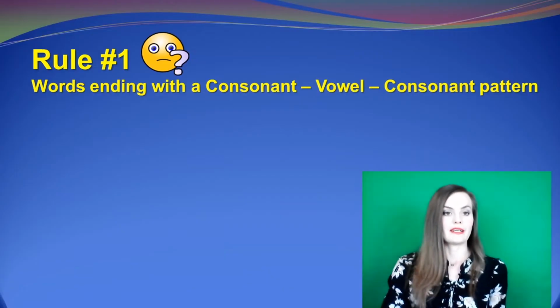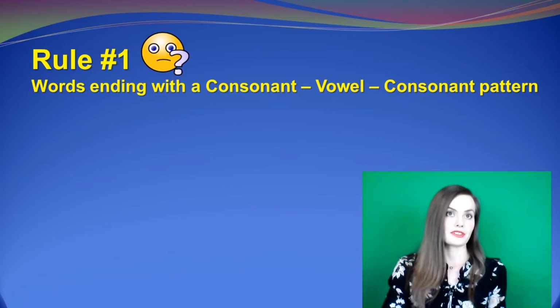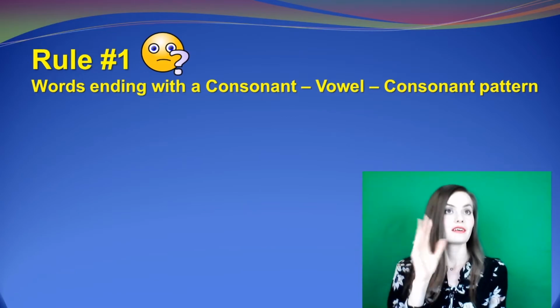So, rule number one. The name of the rule is words ending with a consonant, vowel, consonant pattern. Or in short, the CVC pattern. Consonant, vowel, consonant. By the way, do you know the English vowels? If you know, that's great. If you don't know, the English vowels are A, E, I, O, U, and sometimes Y. The rest are the consonants.